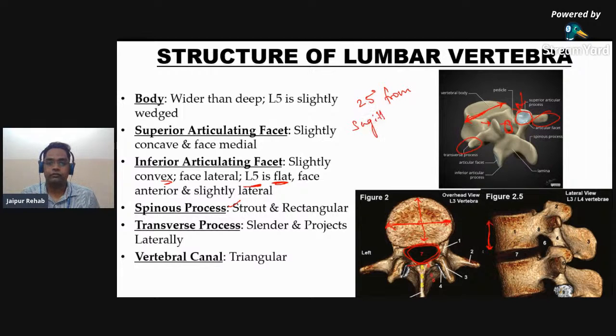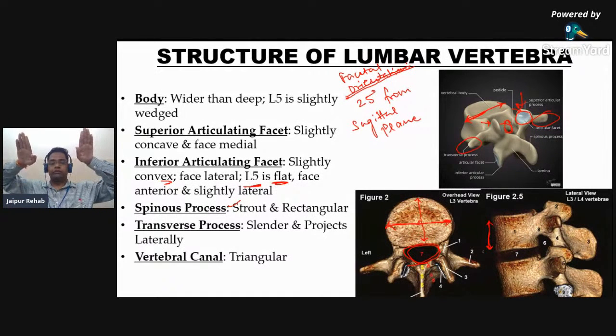All right, facet orientation. I shall write it. Okay, so the facets are oriented at 25 degrees from the sagittal plane. If I now try to summarize the orientation of the cervical, thoracic, and lumbar spine: 45 degrees from the frontal plane is the cervical spine, 15 degrees from the frontal plane is the thoracic spine, 25 degrees from the sagittal plane is the lumbar spine, right? This is how you can remember it. It is easy to remember it in this way.